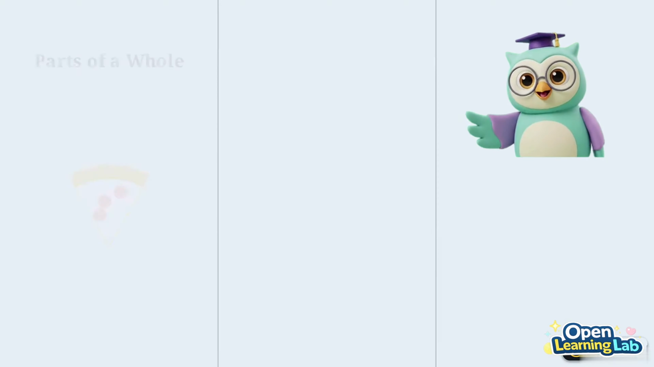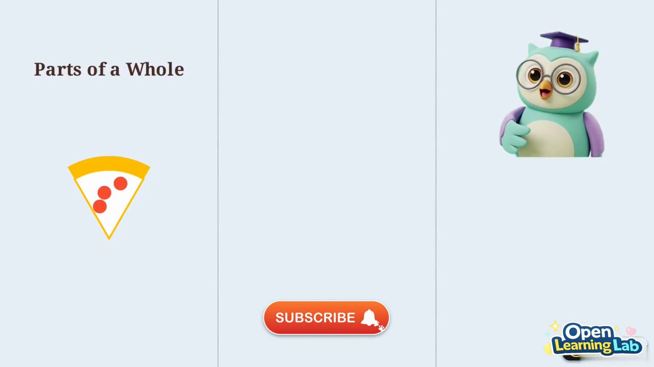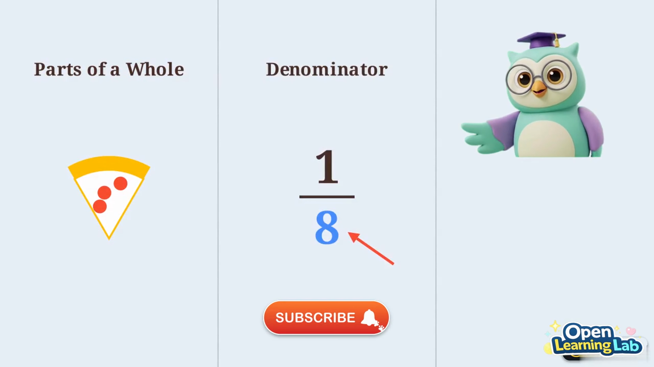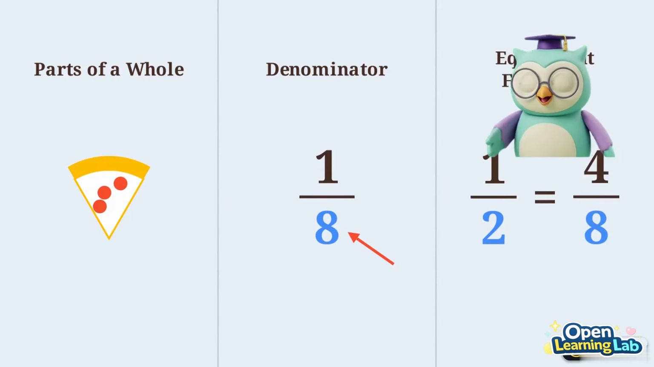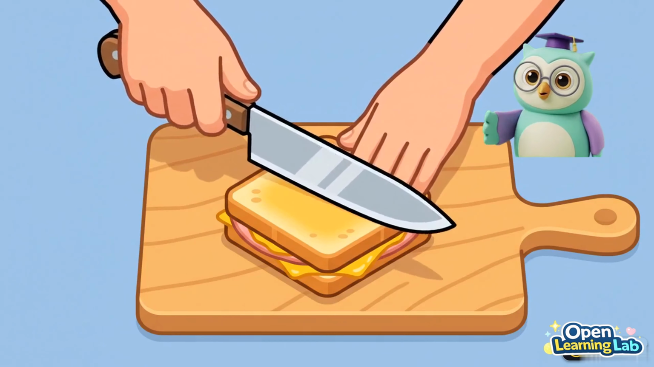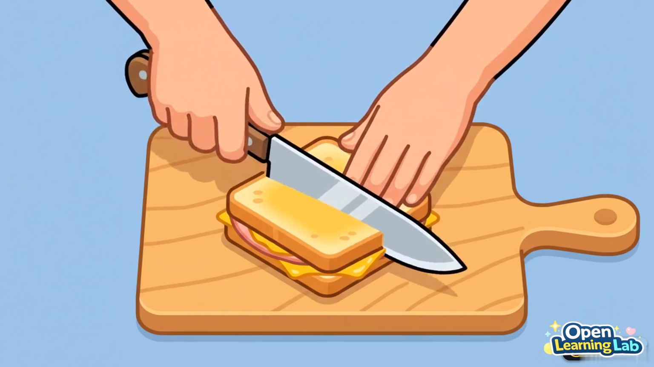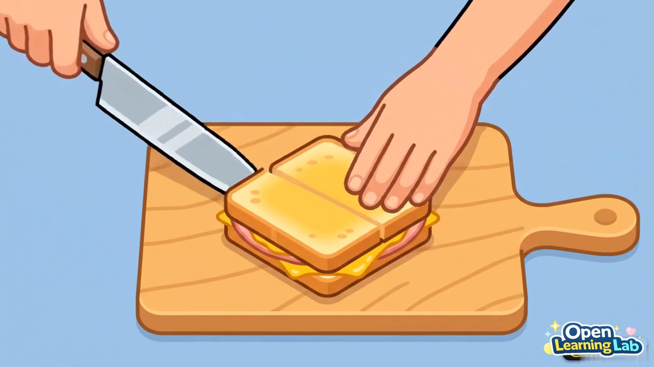To recap, fractions show parts of a whole. The bottom number is the total pieces, and different fractions can represent the same amount. Next time you have a sandwich, ask a grown-up to help you cut it into equal pieces and see if you can name the fraction.